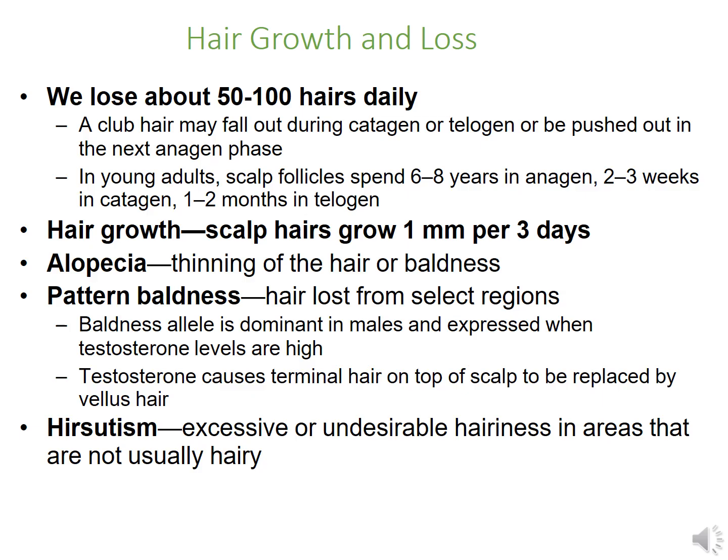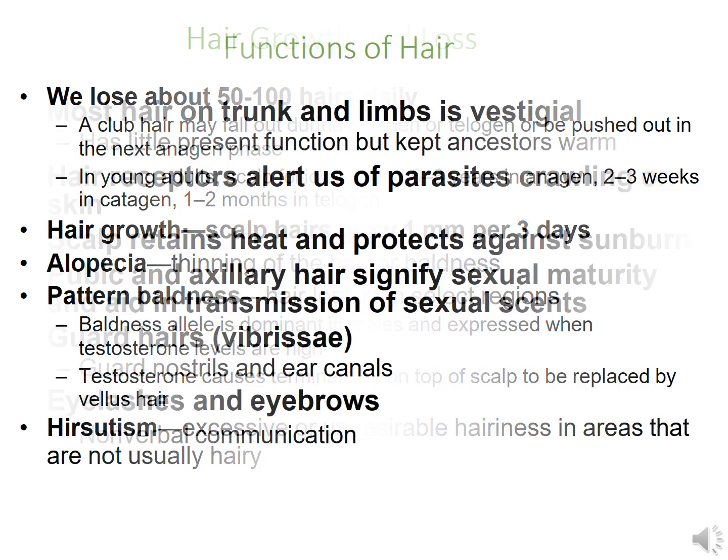Alopecia is thinning of the hair or baldness. Pattern baldness is hair lost from select regions. The baldness allele is dominant in males and expressed when testosterone levels are high. Testosterone causes terminal hair on top of the scalp to be replaced by vellus hair. Hirsutism is excessive or undesirable hairiness in areas that are not usually hairy.